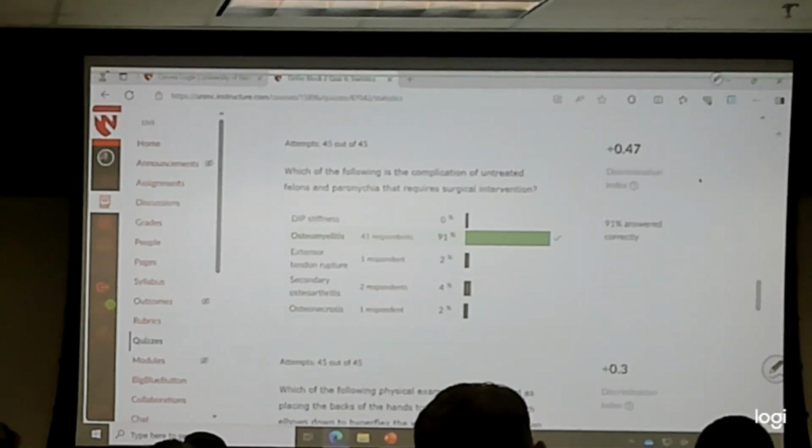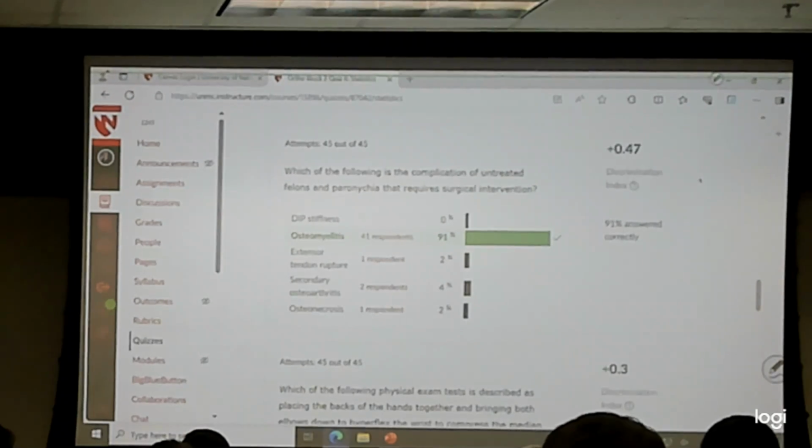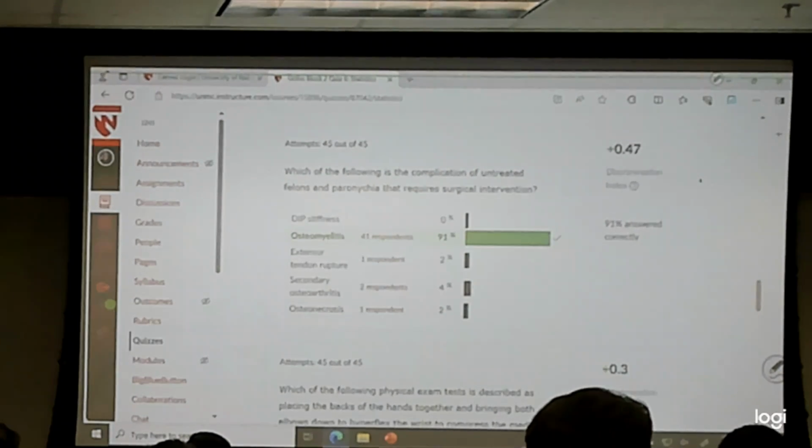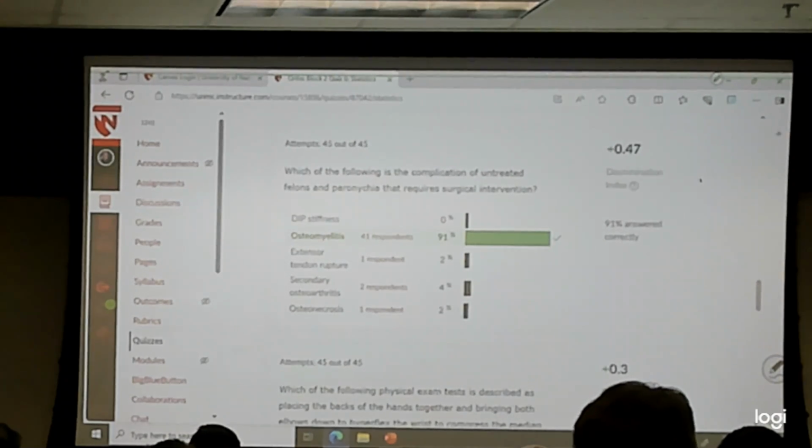Which of the following is the complication of untreated felons and paronychia that requires surgical intervention? So either of them can result in infection of the underlying bone, and that requires surgery. Stiffness doesn't require surgery necessarily. If they had a rupture because of it, if they were tied together, then that could be something. Secondary osteoarthritis is an effect, something that happens, but it doesn't require surgical intervention.